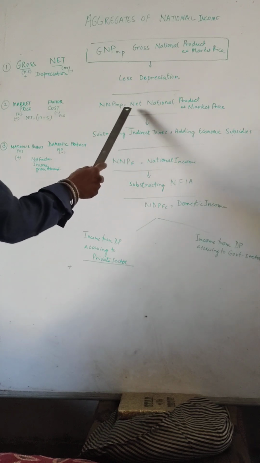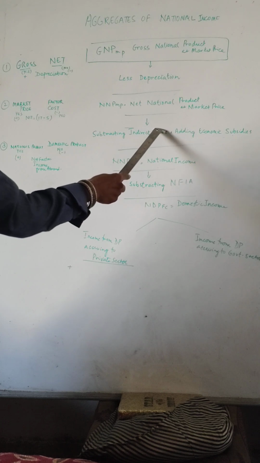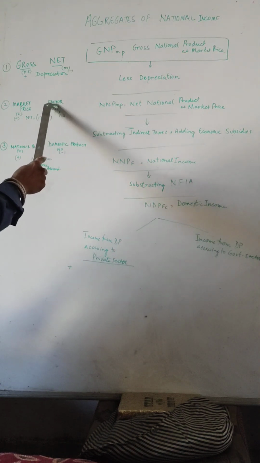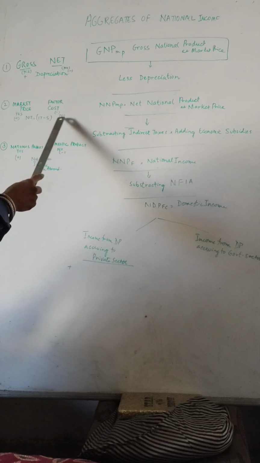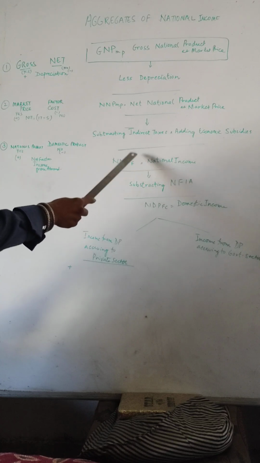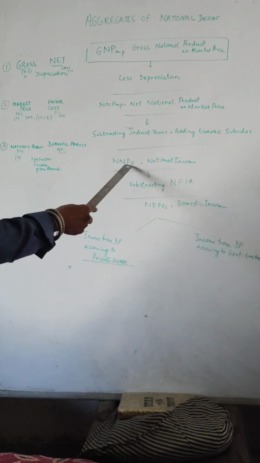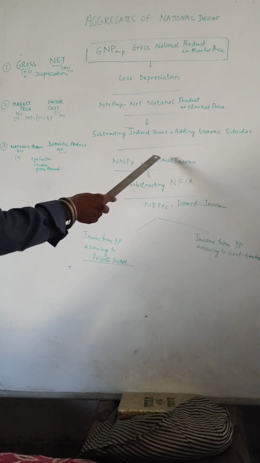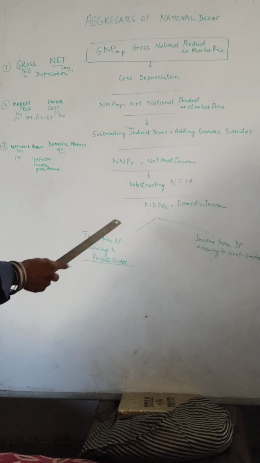Once you minus net indirect tax from net national product at market price, remember what I told you? You come to what? Factor cost. From market price, if you minus net indirect tax, you get factor cost. So you get net national product at factor cost. And the other name for it is national income. So net national product at factor cost is national income. In other words, it's known as national income.